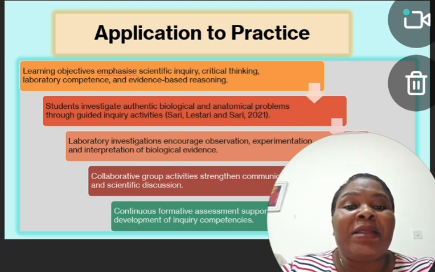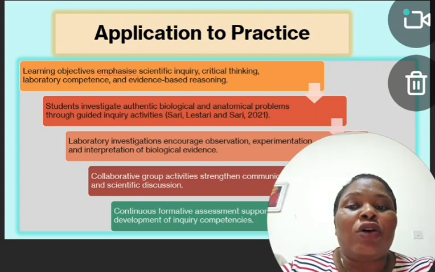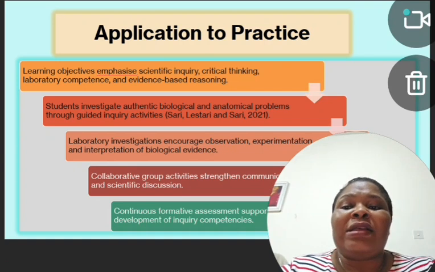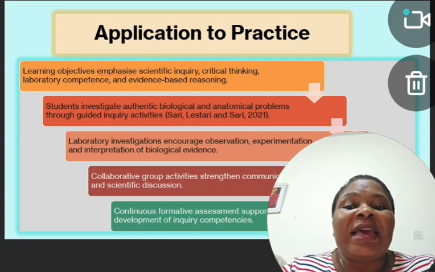The first step of implementing inquiry-based learning is to plan lessons to focus on science, inquiry, and reasoning from evidence. The students will engage in authentic biological questions and in laboratory experiments. They will collaborate and have guided discussions and guided inquiry. Based on the results of the study conducted by Sari in 2021, it is concluded that guided inquiry has a positive effect on student creative thinking and cognitive learning achievement.